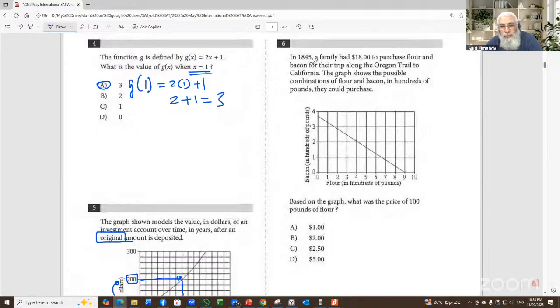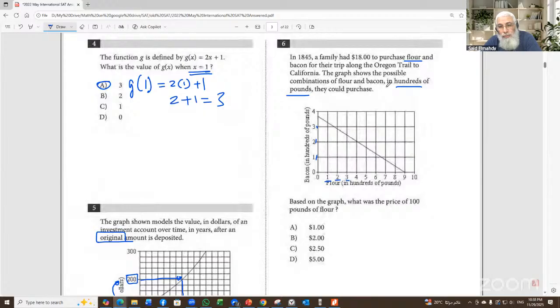In 1845, a family had $18 to purchase flour and bacon for their trip along the Oregon Trail to California. The graph shows the possible combinations of flour and bacon in hundreds of pounds. So this is 100, 200, 300. This is bacon in hundreds of pounds, 100 bacon.